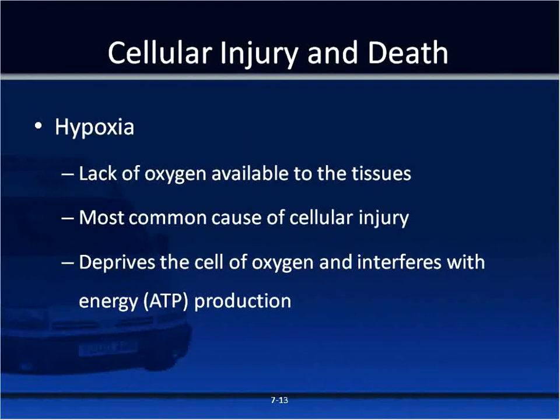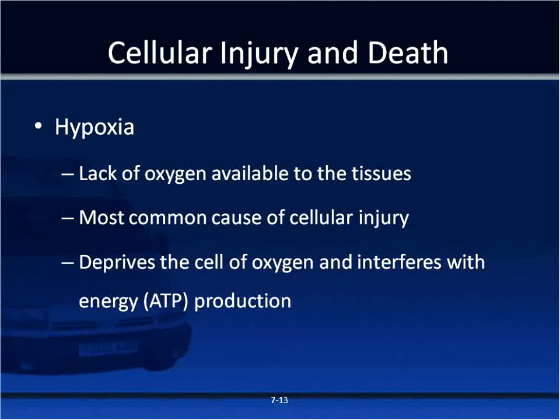Now, hypoxia, this is something we deal with quite often, which is the lack of adequate oxygen. It is the most common cause of cellular death and cellular injury. Cells within the brain, heart, and kidneys are the most rapidly affected by hypoxia, due to their high demand for oxygen.